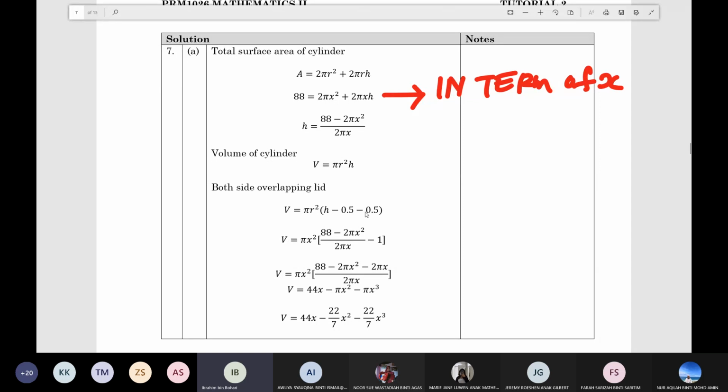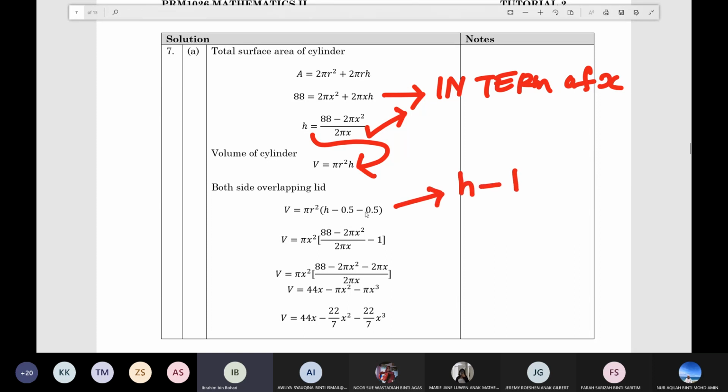Okay, and write down the hash here in terms of x at the end minus 2 pi x square over 2 pi x. Okay, and substitute into the volume of the cylinder. You substitute here pi r square times hash, and then hash here minus 1 over 2, minus 1 over 2. This one overlaps. So the value of hash here equals to the hash minus 1.